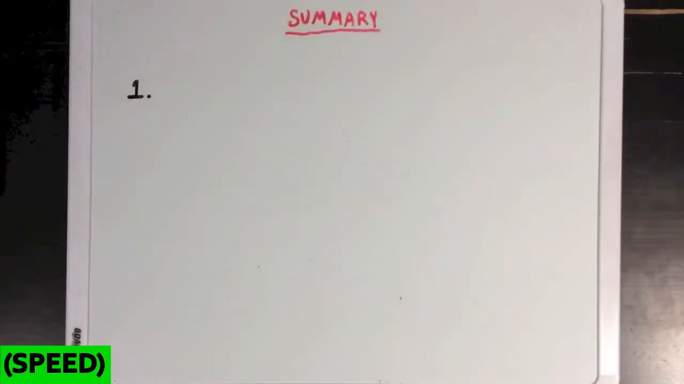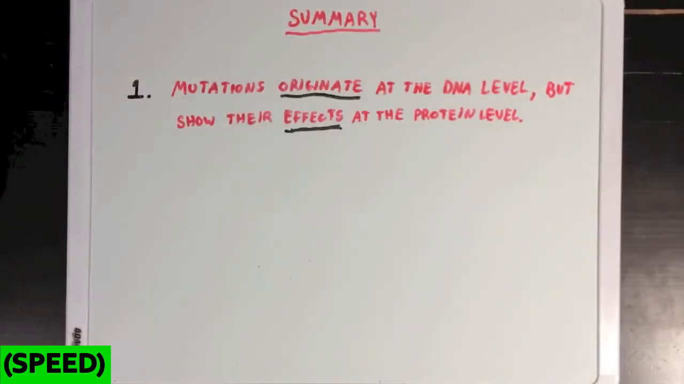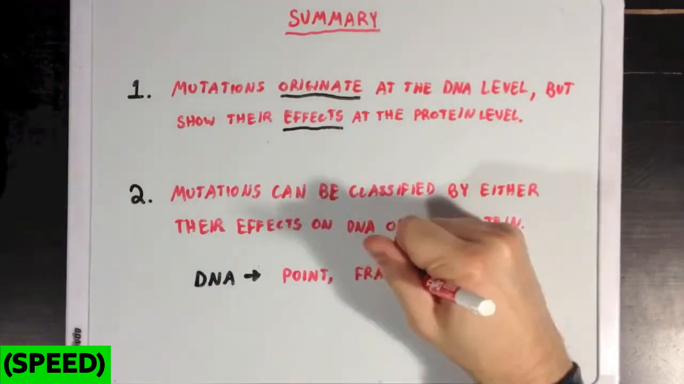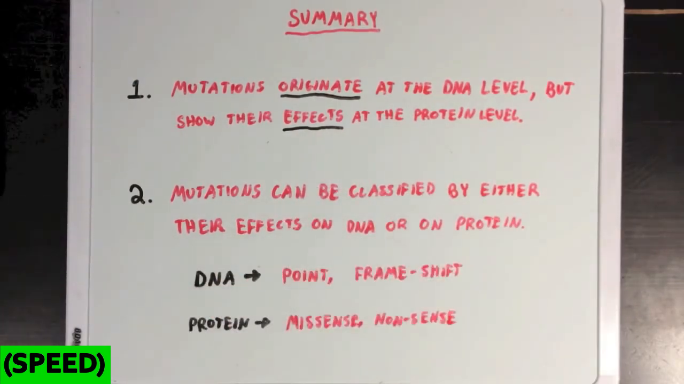So what did we learn? Well, first we learned that mutations originate at the DNA level, but show their effects on the protein level. And second, we learned that we can classify different types of mutations by either their effects on DNA or their effects on protein. In reference to DNA, we have point and frame shift mutations, and in reference to protein, we have missense and nonsense mutations.